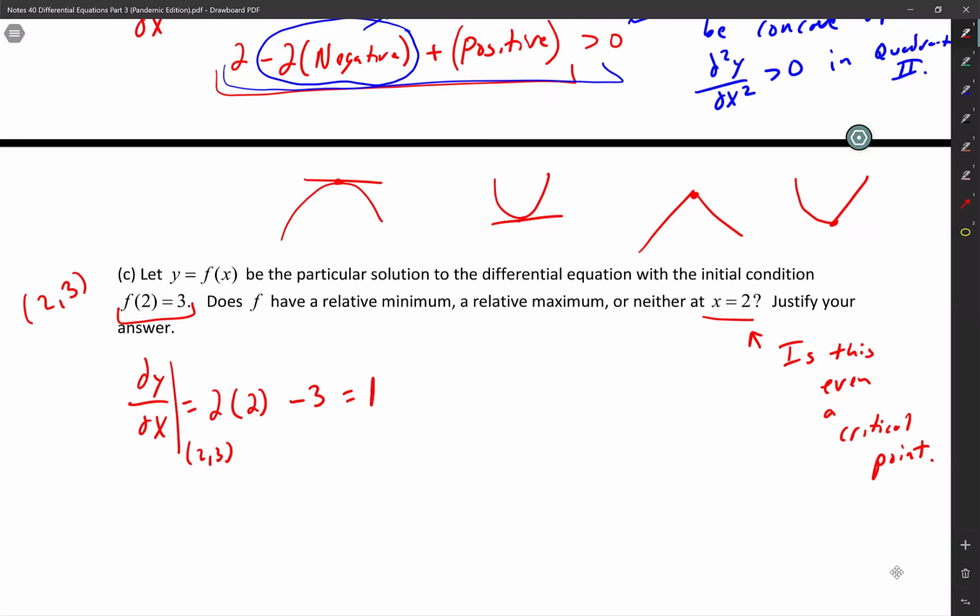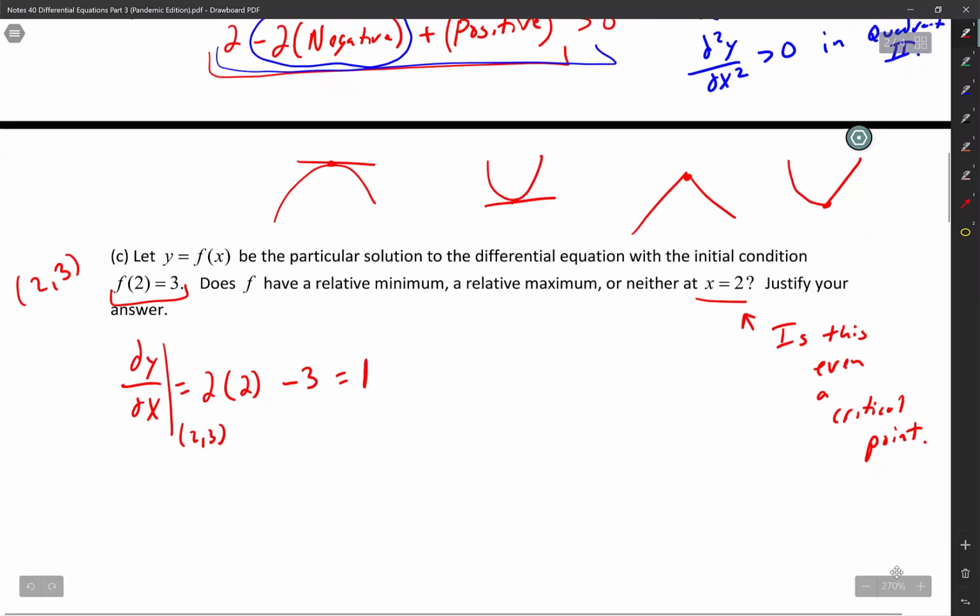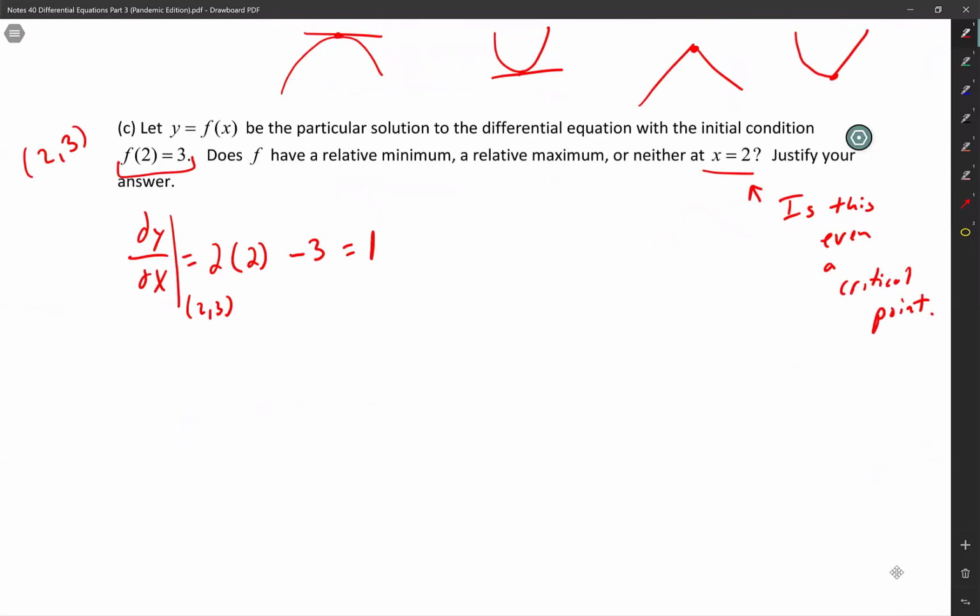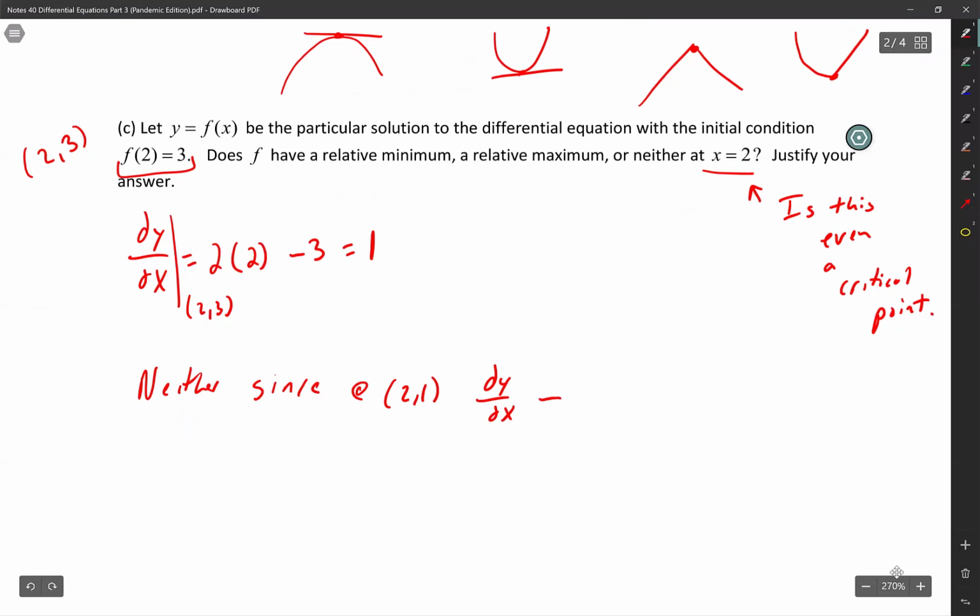There it is. Do I even have a critical number at x equals 2? No. So you're just going to write neither, since at (2, 1), dy/dx does not equal 0, period. And there it is. That's full credit. You don't even have to say (2, 1). You could have said at x equals 2 as well.